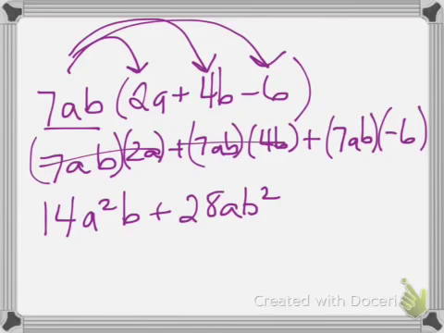Okay, 7 times negative 6 is? Negative 42. Okay, do I have a and a b to mess with? No, so just bring down a, b. So now look, do I have any like terms? Oh, a squared b, ab squared, ab, all different. I cannot go any further because, again, of these right there, those keep me from combining because they're unlike terms. So my answer is this right there.